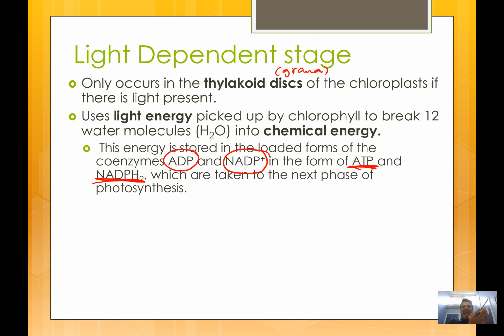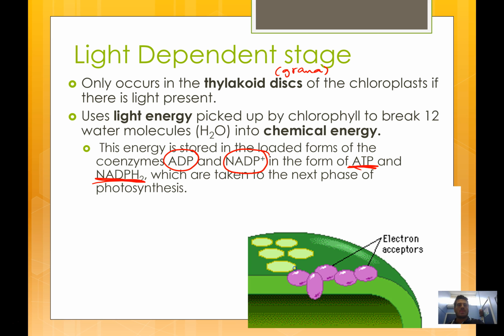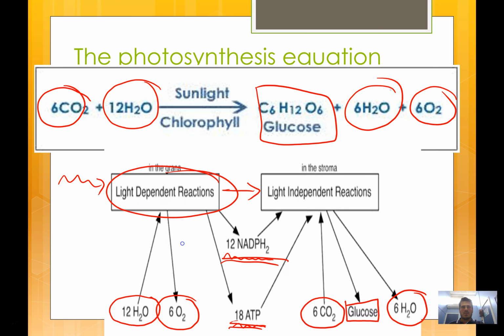That is how we're going to carry that energy from the light dependent stage to the light independent stage. Let's watch a visualization of this. So here we have the electron acceptors. All right, these are the guys. Oh gosh, my video's gone wrong.